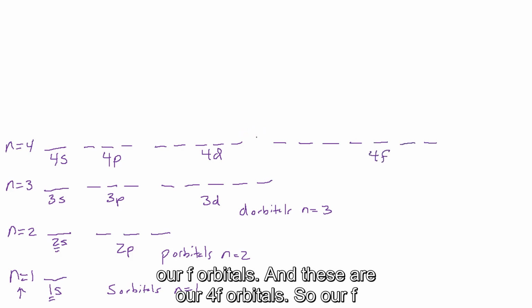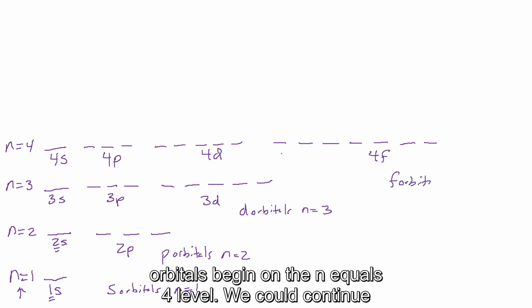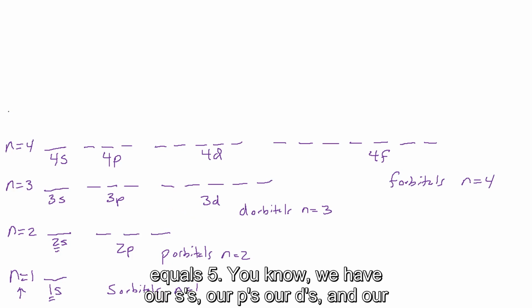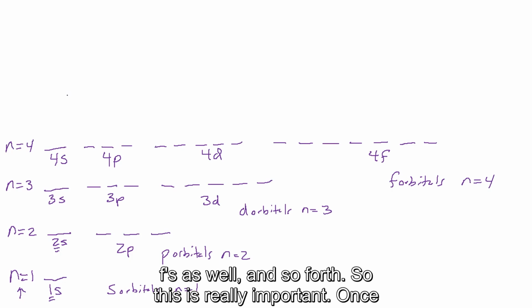And these are our 4 f orbitals. So our f orbitals begin on the n equals 4 level. We could continue on, but I'm not going to continue on. But same thing, n equals 5. You know, we have our s's, our p's, our d's, and our f's as well, and so forth.